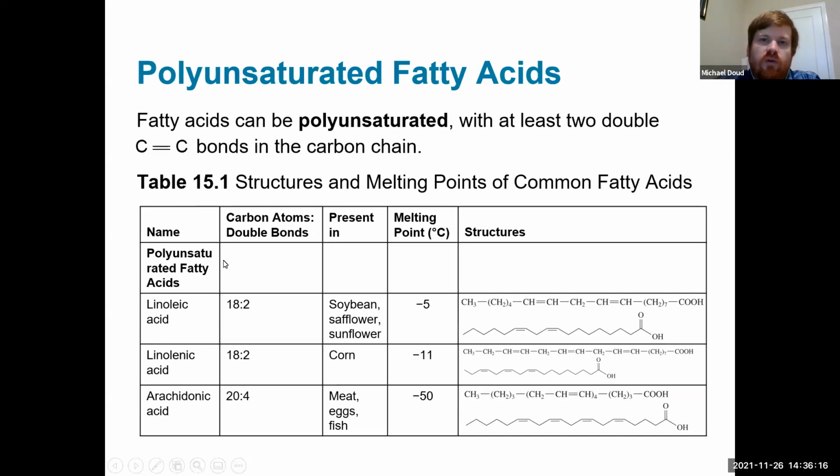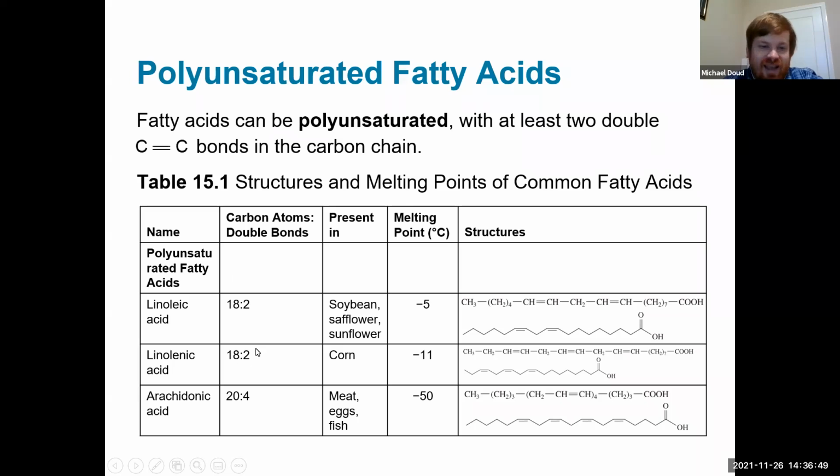Okay, now beyond that, of course, you have monounsaturated fatty acids. You can also imagine polyunsaturated fatty acids, where they have more than one double bond. So linoleic acid, for example, is present in soybean, safflower, and sunflower oil, and it has 2 double bonds to the 18 carbons that are there. And again, the melting point is very low. It's -5 degrees Celsius. So it's definitely a liquid at room temperature. It's even a liquid at freezing temperatures.